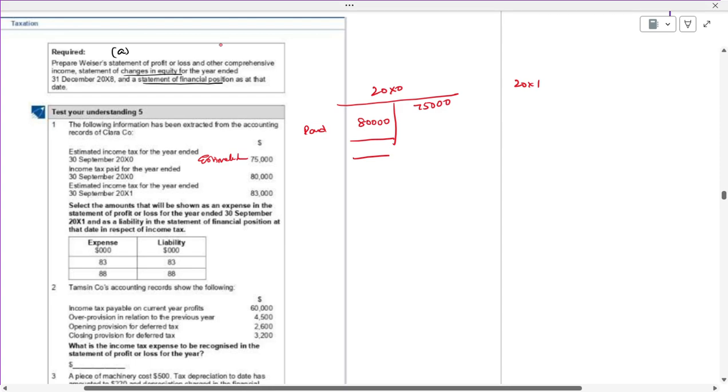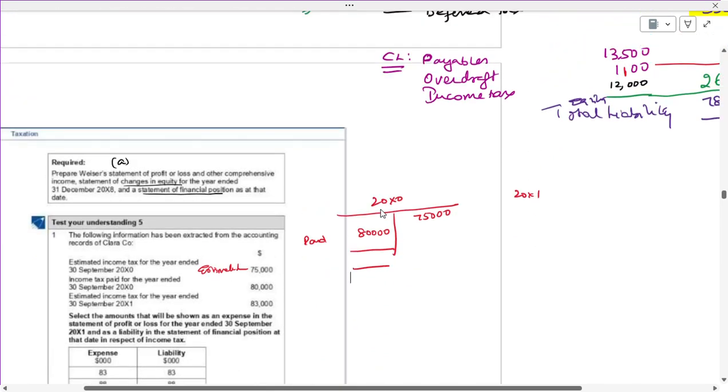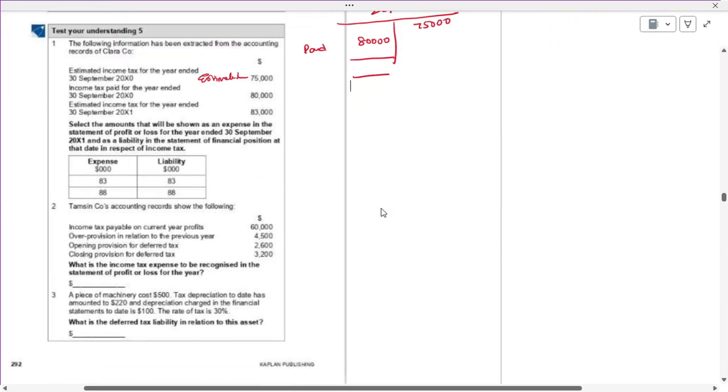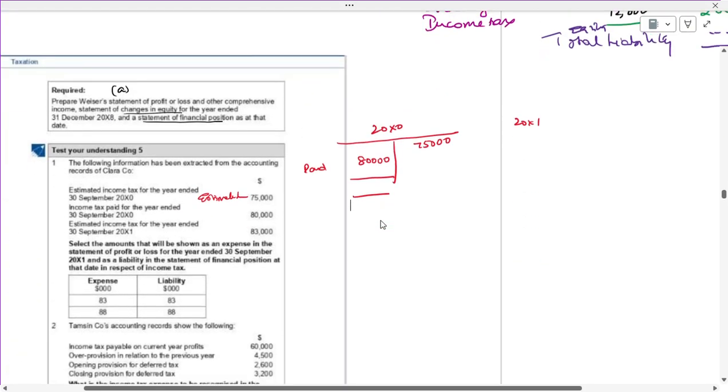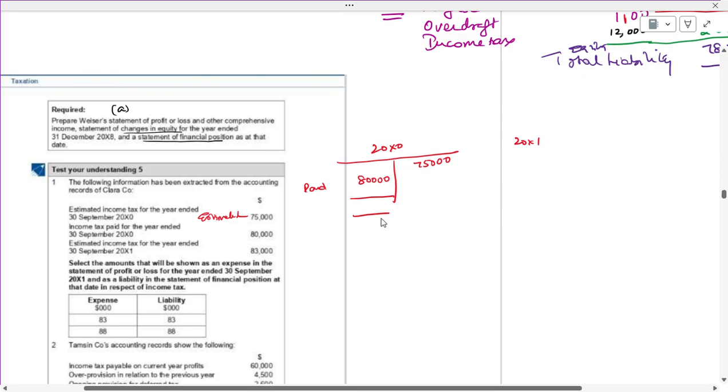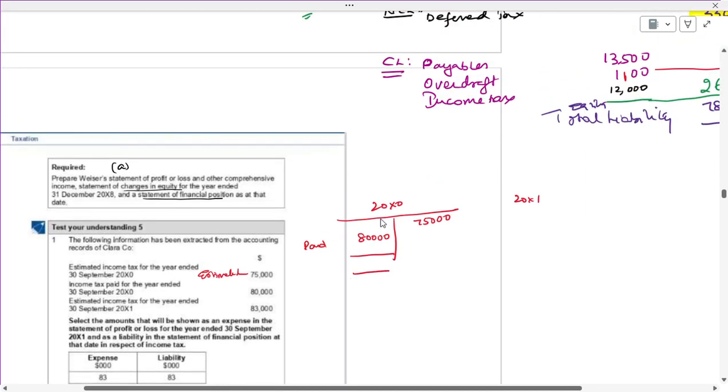Pardon? The screen is not showing. It's showing with me. It's okay, doctor. It's okay, Sumaya? Yes, doctor. Yes, Hussein, it's okay?